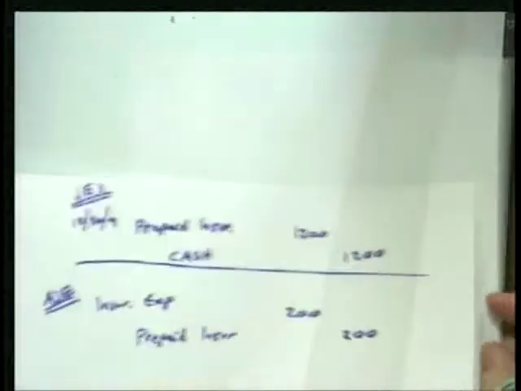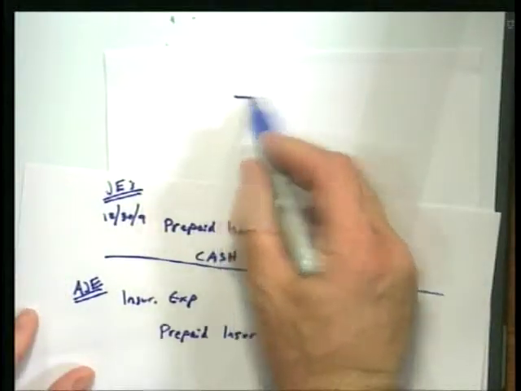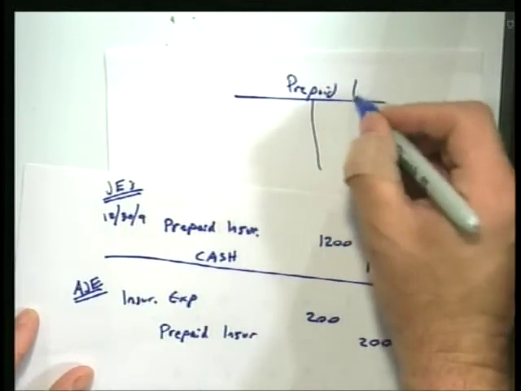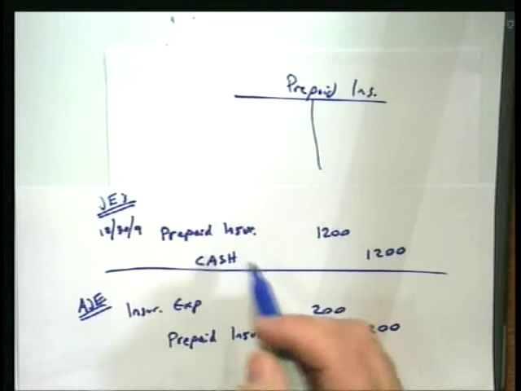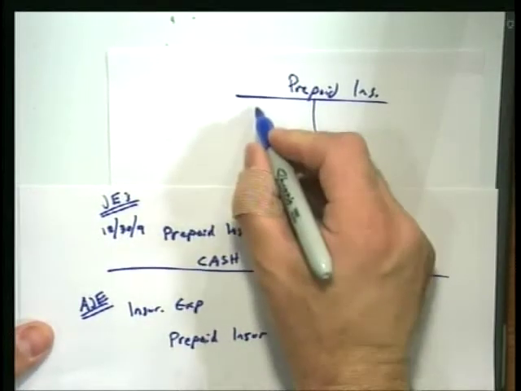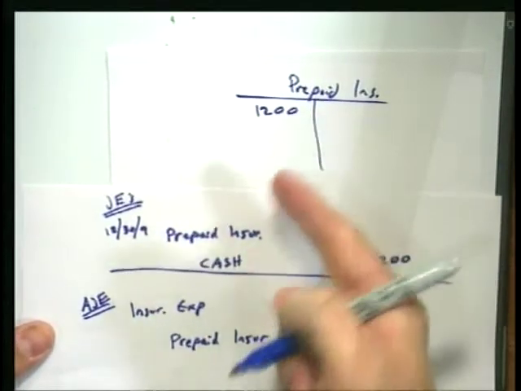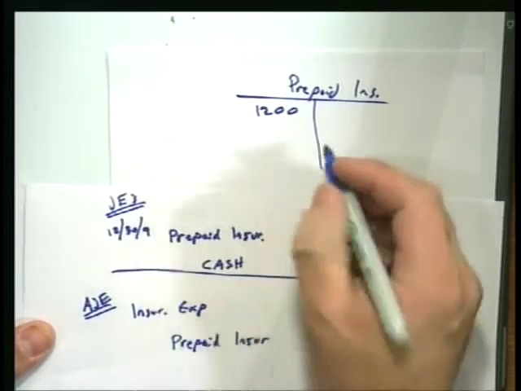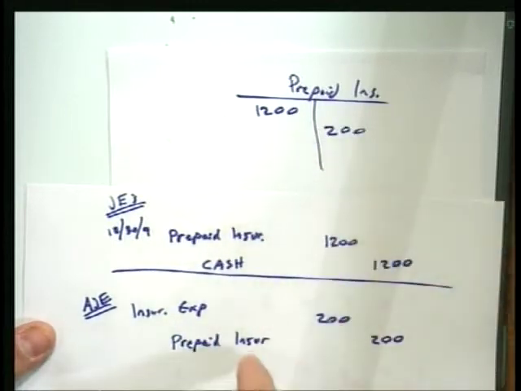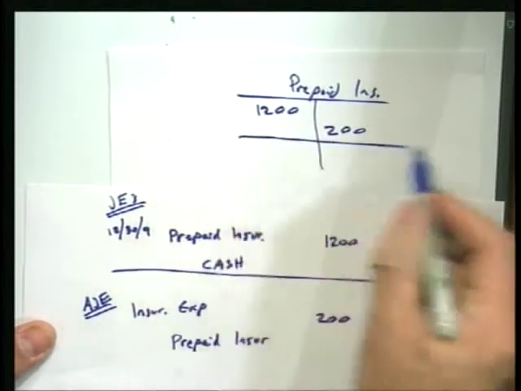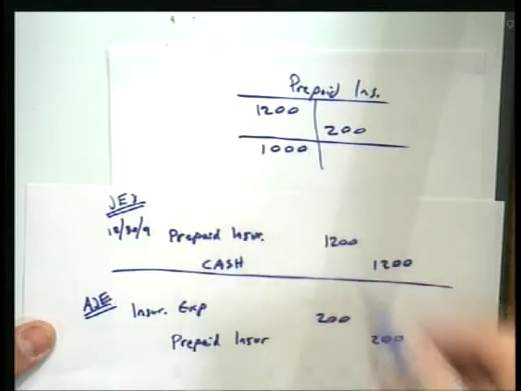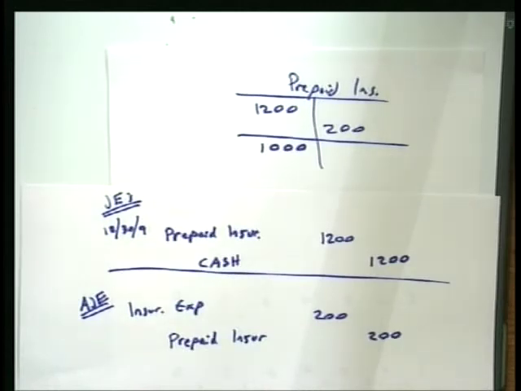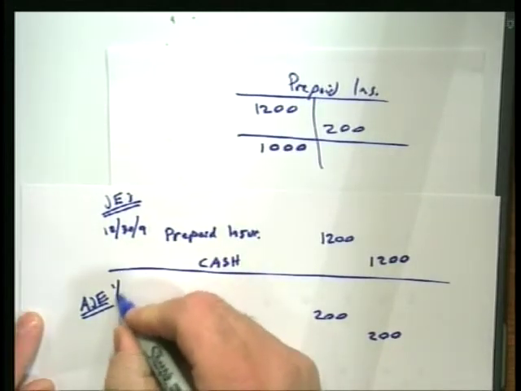Let's do this. In our original entry on 12/30, we debited it for $1,200. Now we're at the end of January. What'd you say that asset was worth at the end of January? $1,000. So we need to credit that, and that's what we do down here, to make that asset now worth $1,000. So what is the AJE? What is the adjusting journal entry? And we made this on 1/31.